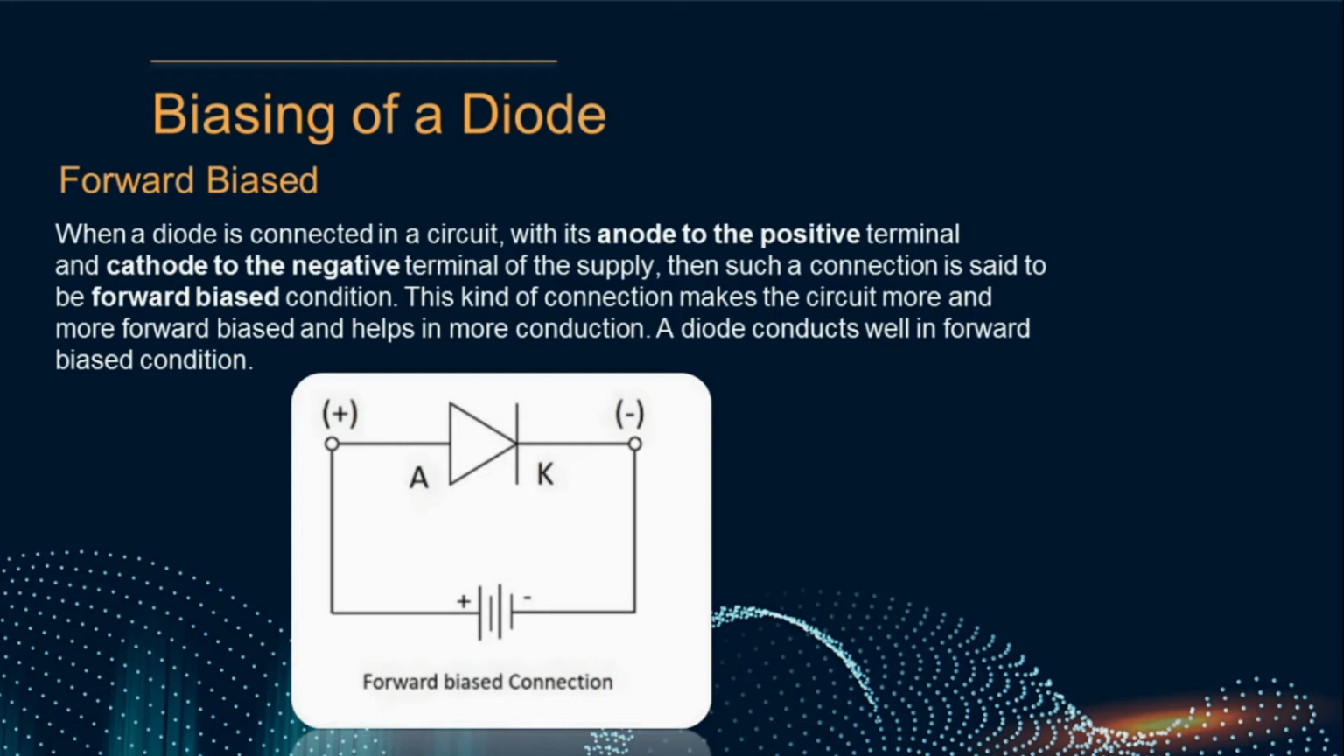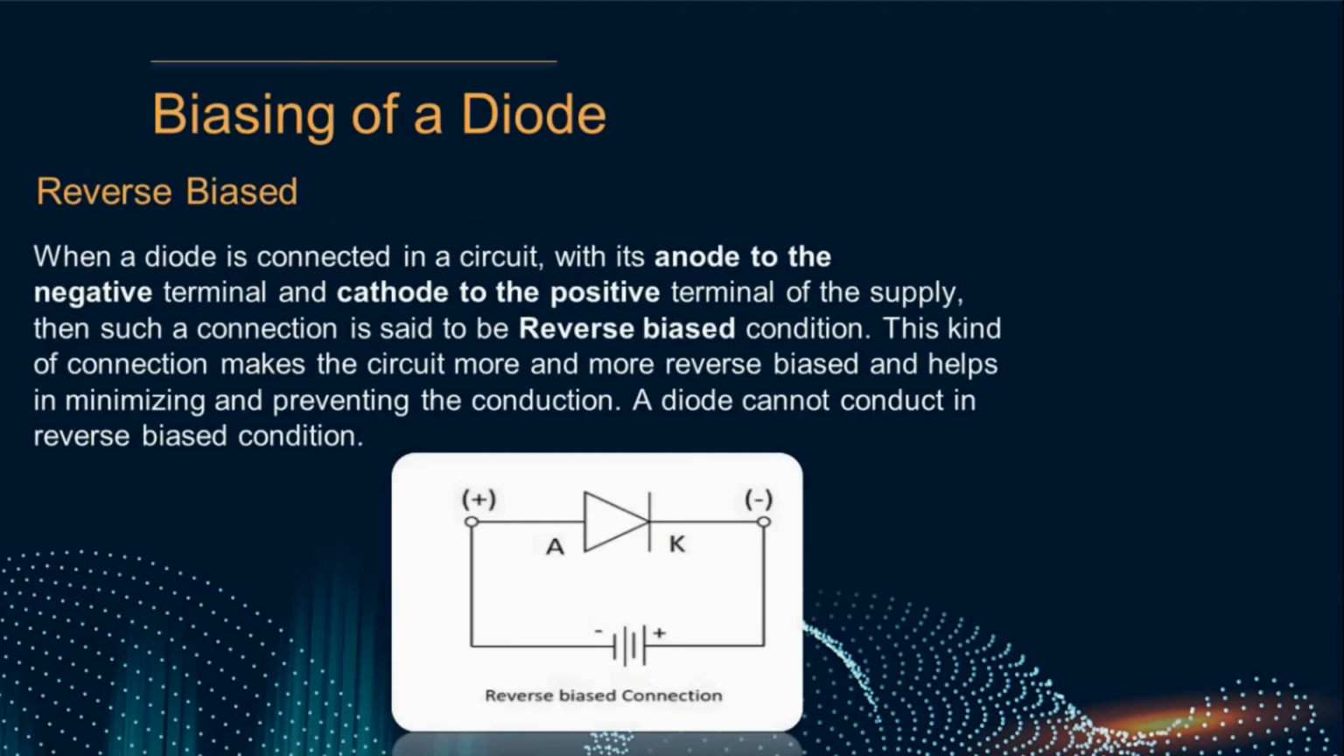Forward bias. When a diode is connected in a circuit with its anode to the positive terminal and the cathode to the negative terminal of the supply, then such a connection is said to be a forward bias condition. This kind of connection makes the circuit more and more forward biased and helps in more conduction. A diode conducts well in forward bias condition.